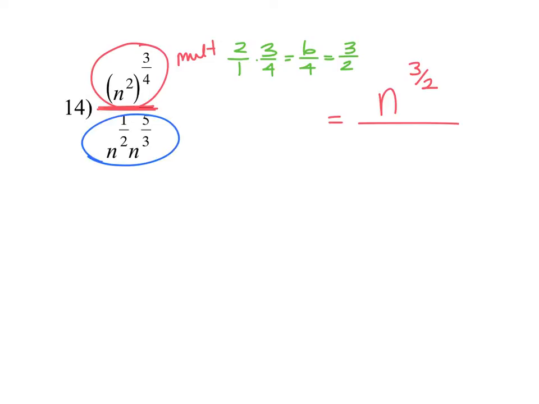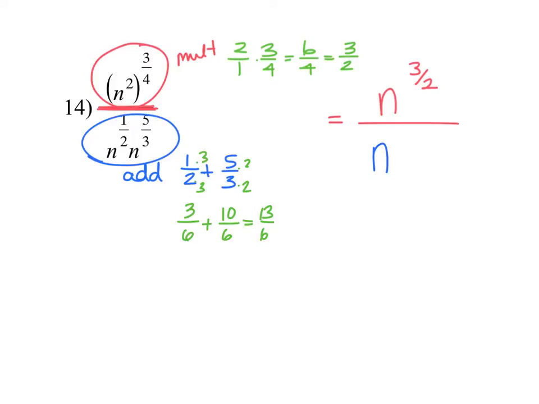And the bottom down here, this is multiplying, so I'm going to need to add 1/2 plus 5/3. I need like denominators, so let's work that out. So I've got 3 over 6 plus 10 over 6, which is 13 over 6. So that means the bottom is going to say n to the 13 over 6. Notice how much simpler my fraction looks now.